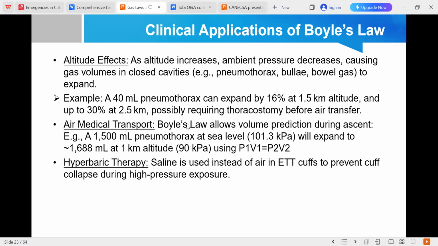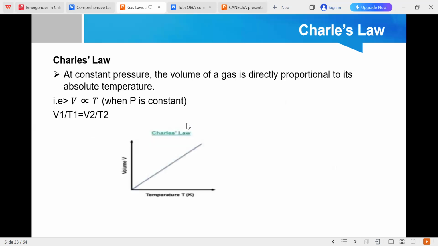This is important as an anesthetist or critical care physician, if you are called to airlift a patient with pneumothorax, you need to explain to the surgeons they need to do a thoracostomy, or else the volume of the pneumothorax will expand following Boyle's law at higher altitude. Also, in hyperbaric settings, we mentioned saline is used instead of air in the ETT cuffs. This is to prevent cuff collapse, because at high pressure, if you use air, the air in the cuff will reduce, and that will cause cuff collapse. You're trying to protect the airway of the patient.